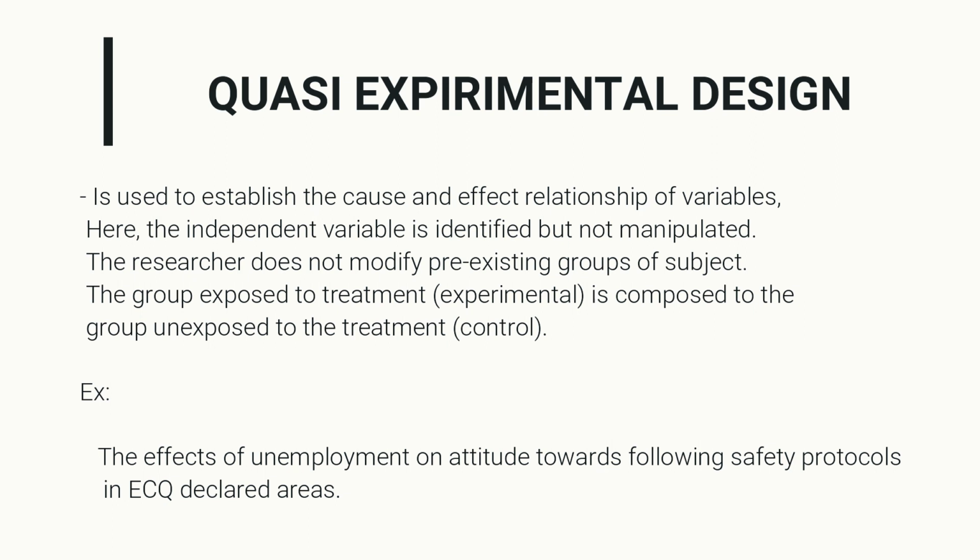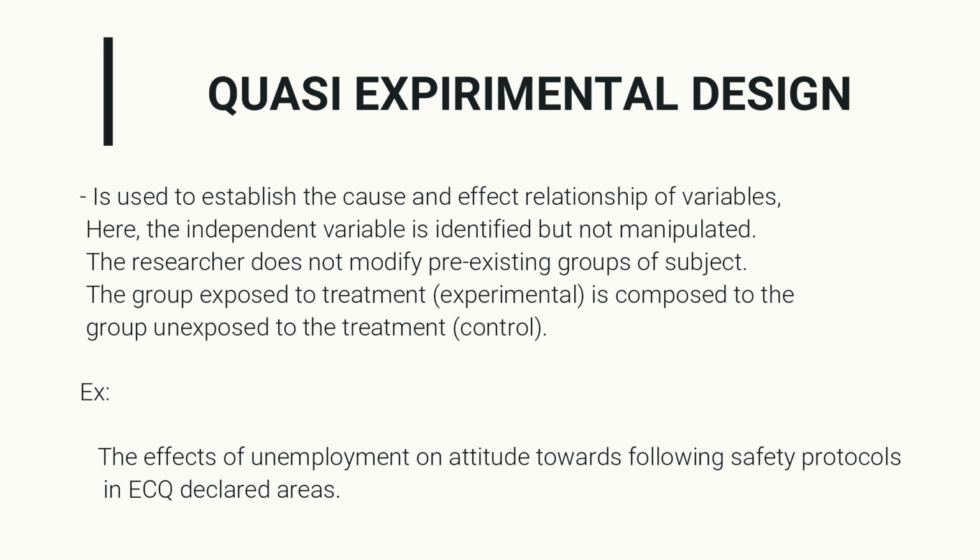Quasi-experimental design is used to establish a cause and effect relationship, but the difference is that they have an experimental group and a control group. It compares the difference if they apply a treatment in a group.